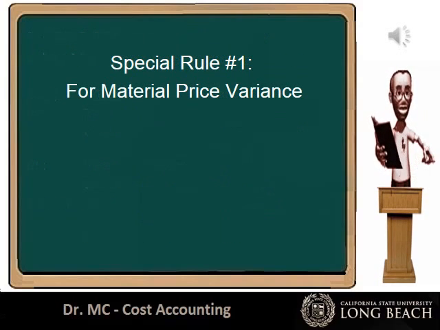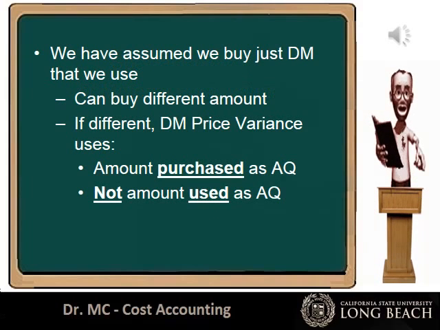There is a special rule for the material price variance. In our previous discussion, we have assumed that our firm purchased the same amount of materials that it used. What if the firm purchased a different amount of materials than was used in making its products? When the problem specifies different amounts purchased and used in production, then the amount purchased is the actual quantity used when calculating the material price variance. The actual quantity used remains the actual quantity when calculating the material quantity variance.